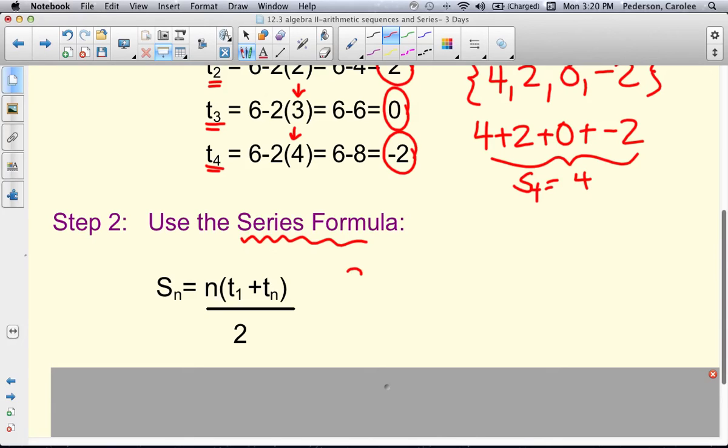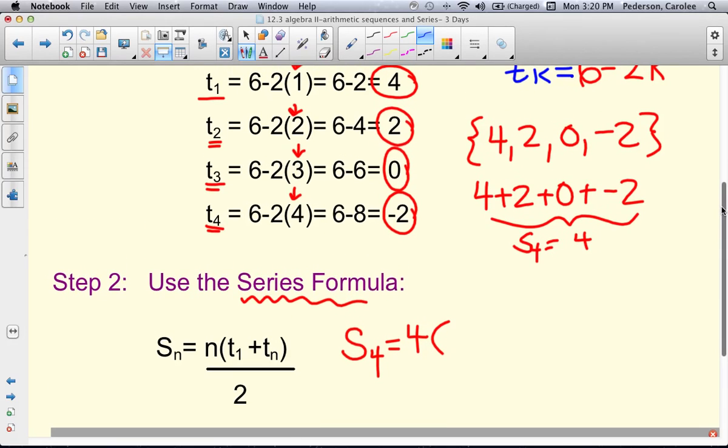So I'm going to use this series formula. Our term value amount is 4 terms, so we're finding the sum of 4 terms. N is 4. Term 1, which we found up here, is 4, plus our last term, which was negative 2, and then all over 2.